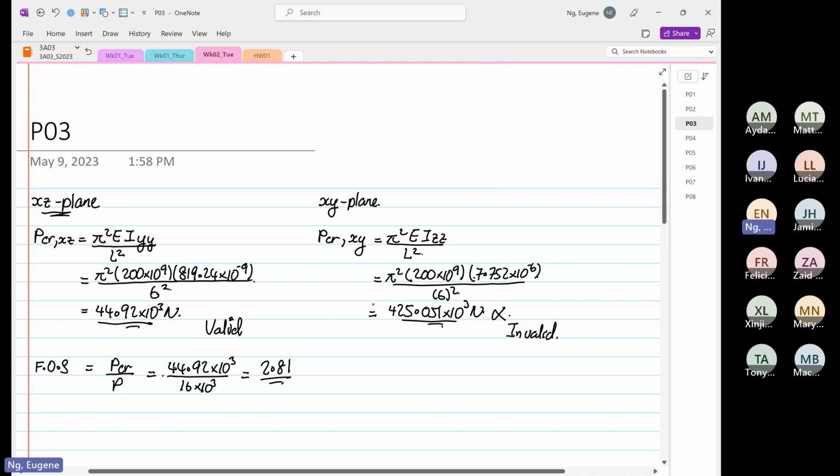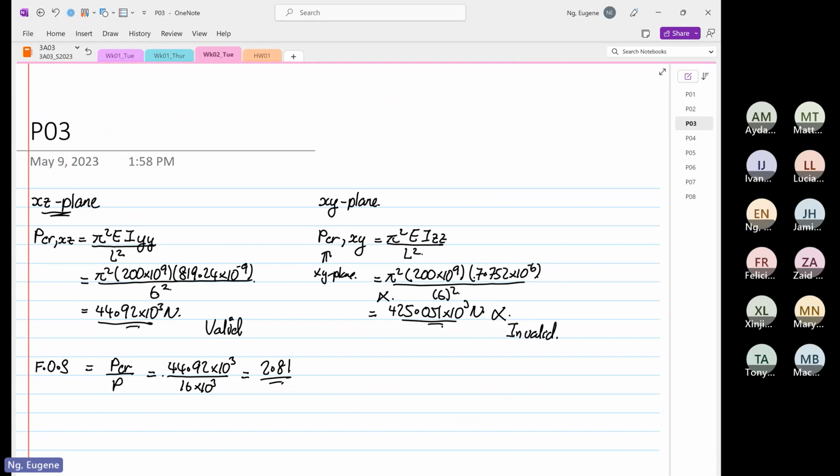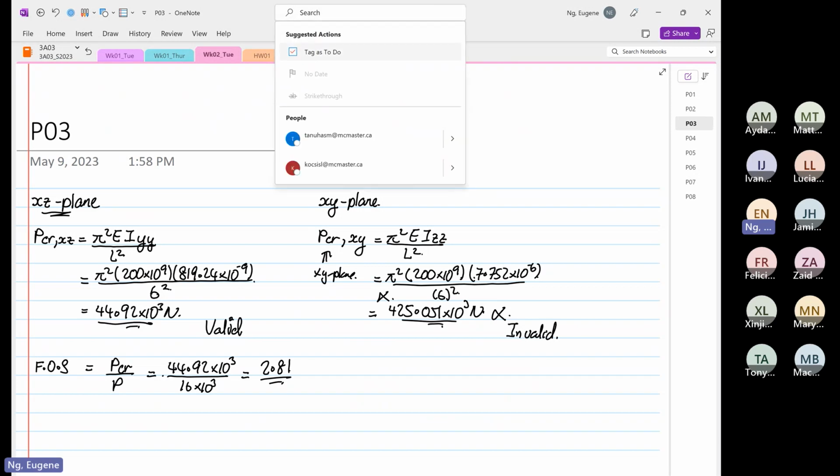So we have designed this structure such that under the load of 16 times 10 to the power 3 Newton, the factor of safety is 2.81. Okay, we cannot use the other value because it's way too high. As I explained to you, if we were to use the critical load for the XY plane, which is 425.051, the XZ plane will buckle already. Okay, I hope you all can visualize this. Any questions so far? I don't hear any of you have any questions.